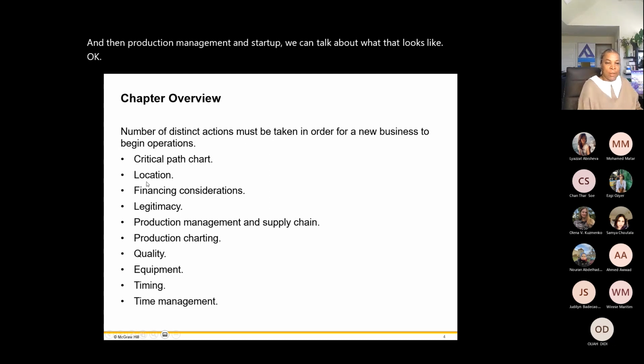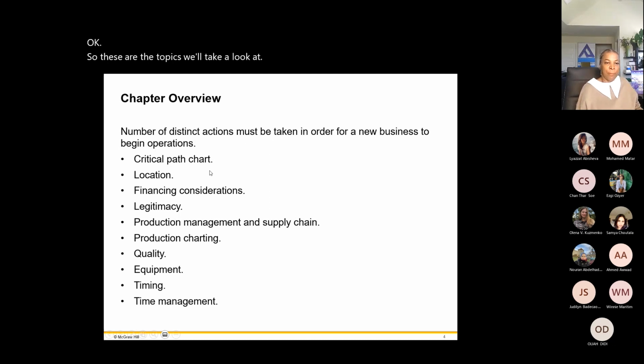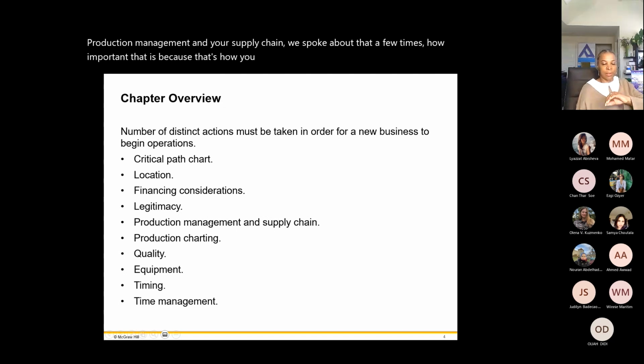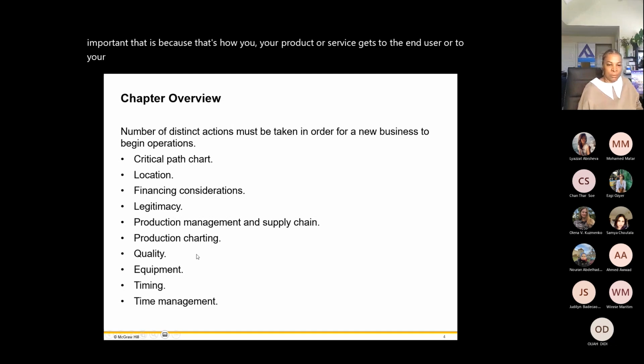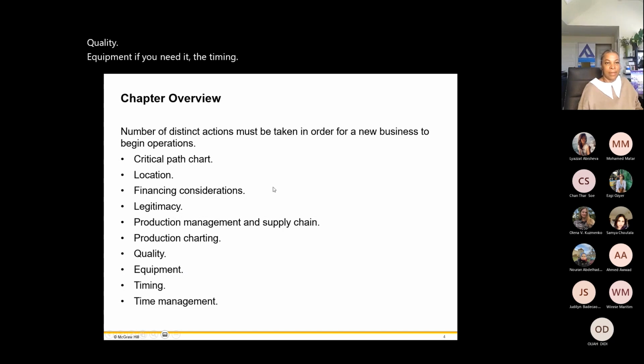So these are the topics we're going to take a look at. The critical path chart, location, what to consider when you're financing, how to establish legitimacy, production management, and your supply chain. We spoke about that a few times, how important that is, because that's how your product or service gets to the end user or to your market. How to chart your production, quality, equipment if you need it, the timing, and then finally time management.